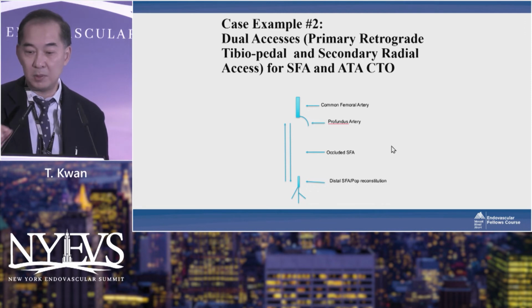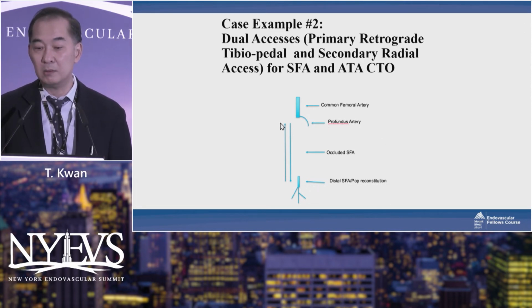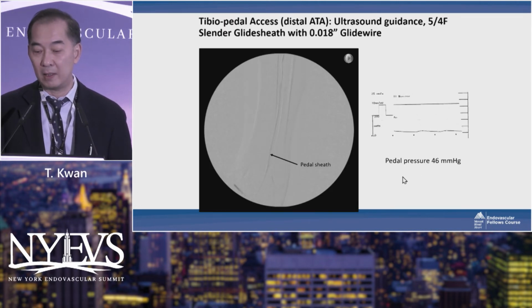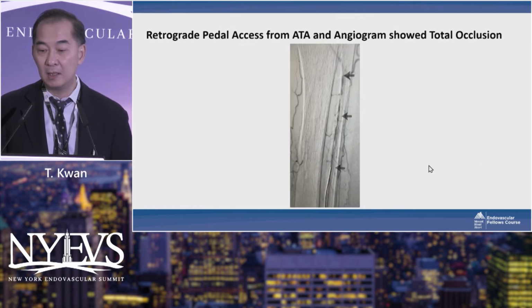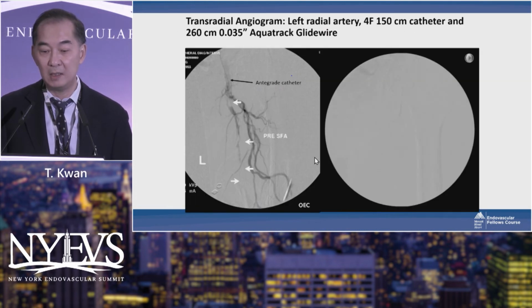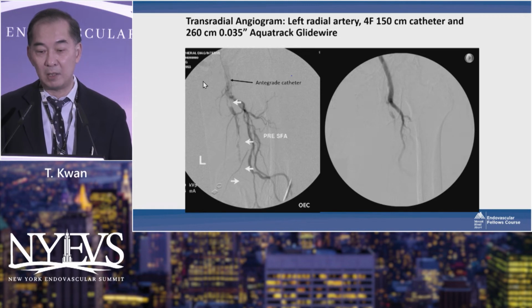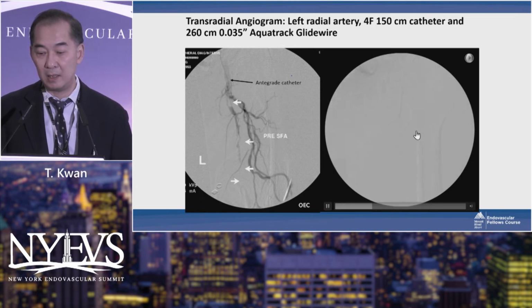Another case example: we can do pedal with a secondary radial access for the CTO. We put a sheath in the pedal, AT sheath, and we measure the pressure all the time now. The pressure, you can see a flat line. Same thing as a CTO of the SFA and AT. And from the antegrade radial artery, you can see there's a CTO of the SFA.